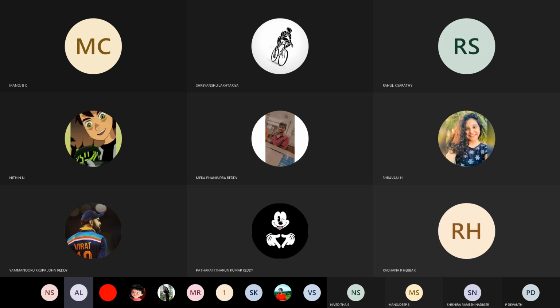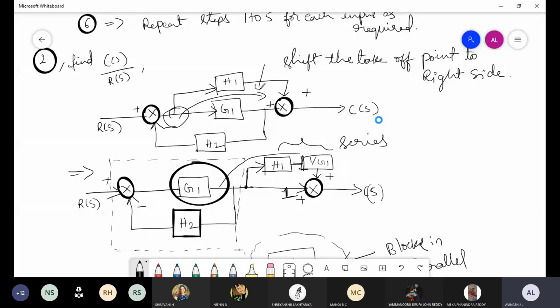Can you all see the screen? Yes, sir. So this is the problem I think you are asking, right? This is the problem which you are asking. Yes, sir. So now this particular numerical you can see very clearly. This is the numerical that is given.